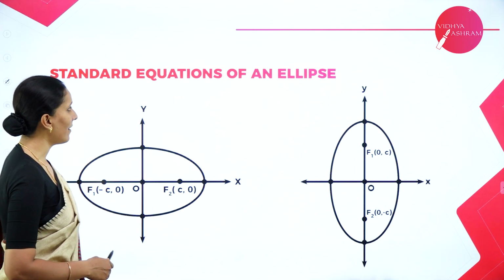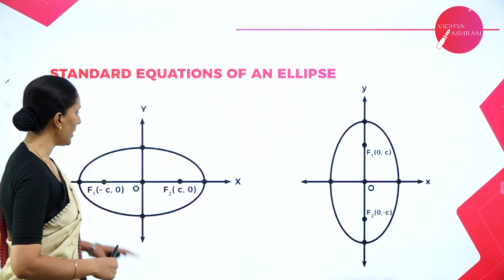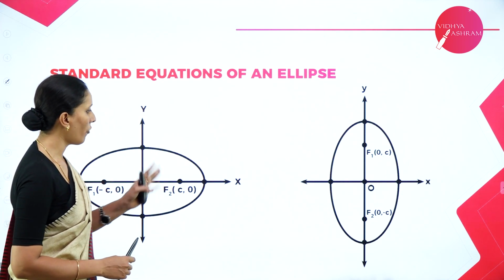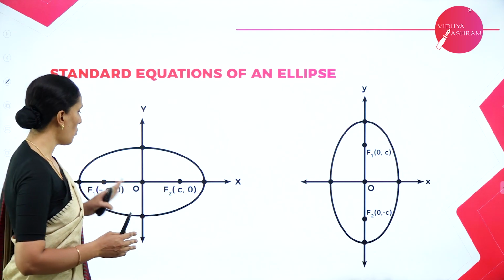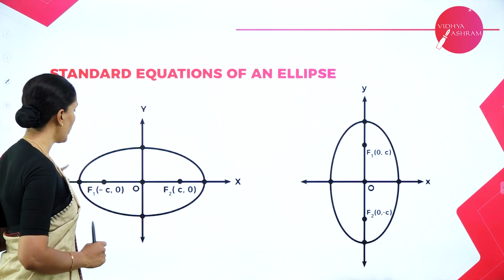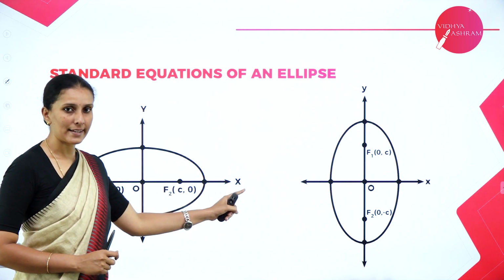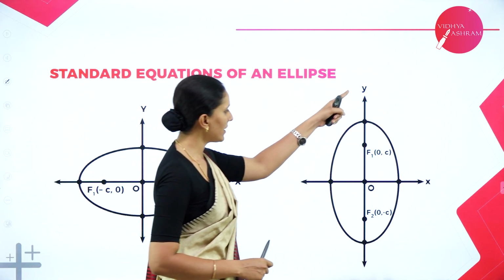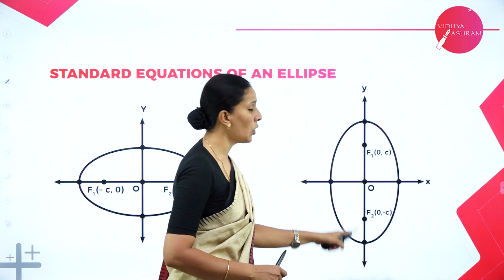Next, we have the standard equations of an ellipse. So, we have here formation of ellipse in two ways. So, one is we have a horizontal ellipse here. So here the major axis lies on the x-axis, whereas here you can see the major axis lies along the y-axis.